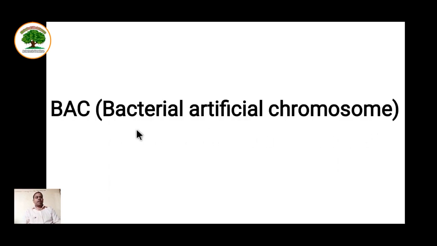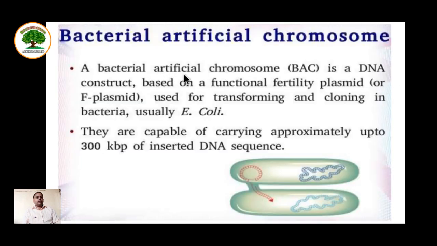Let's start with bacterial artificial chromosome, which is used as a cloning vector. A bacterial artificial chromosome, that is BAC, is a DNA construct based on the functional fertility plasmid or F plasmid, used for transforming and cloning in bacteria, usually E. coli. So this bacterial artificial chromosome is a plasmid obtained from bacteria having F pili. Those bacteria have the F plasmid, and this plasmid is used to construct the bacterial artificial chromosome. They are capable of carrying approximately up to 300 kb of DNA sequences.